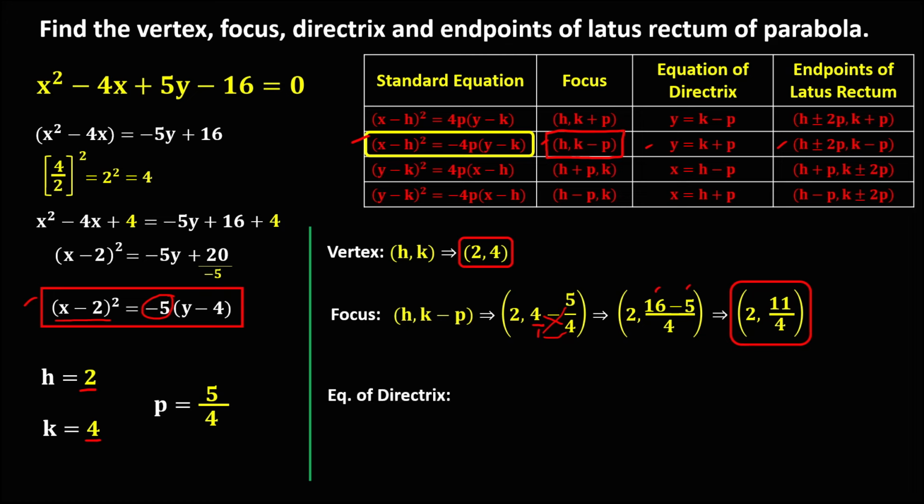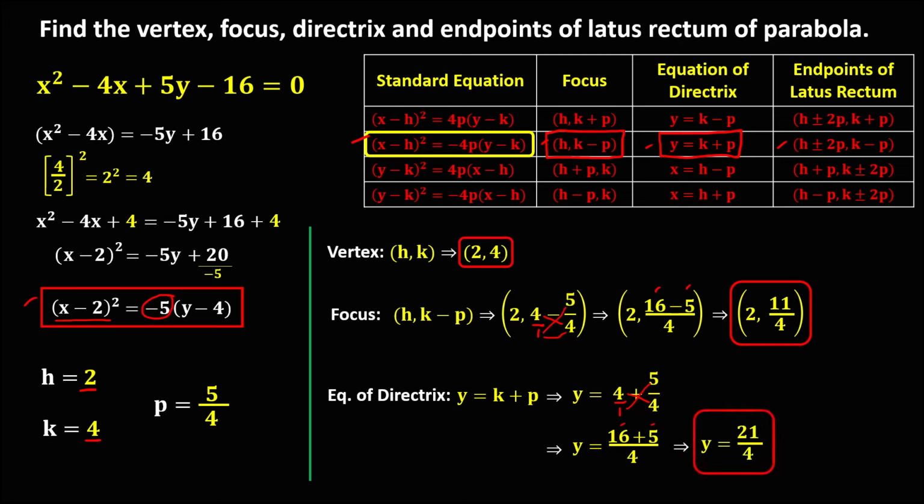Then to find the equation of directrix using this formula, y equals k plus p. Then substitute the values. So k is 4, then plus p is 5 over 4. Then again, using the butterfly method, this is over 1. So 4 times 4, that's 16. Then plus 1 times 5, that's 5. Then over 4. So we now have y equals 16 plus 5, that's 21 over 4. So this is now the equation of the directrix.